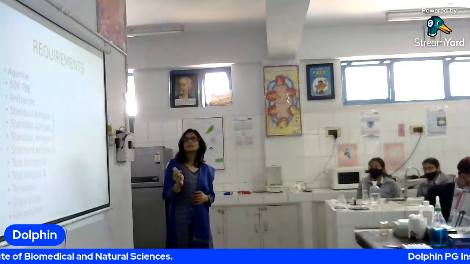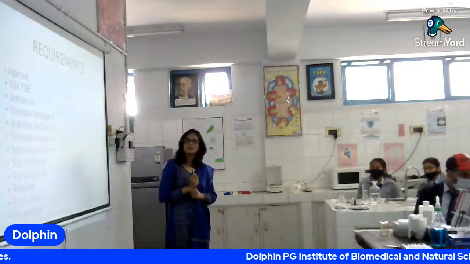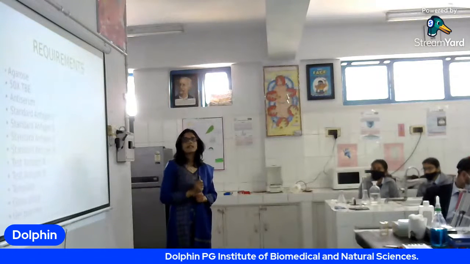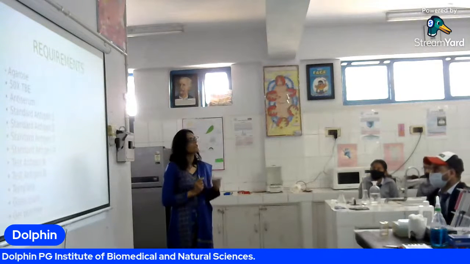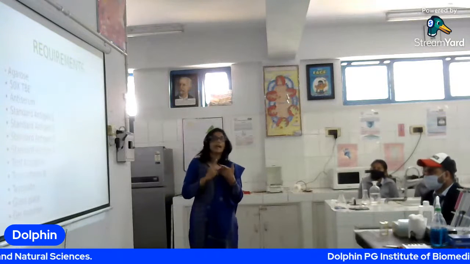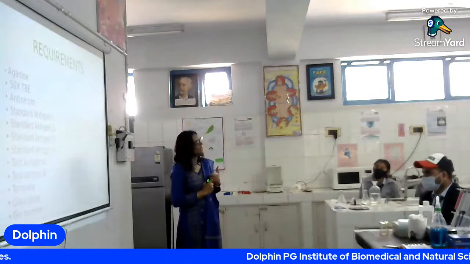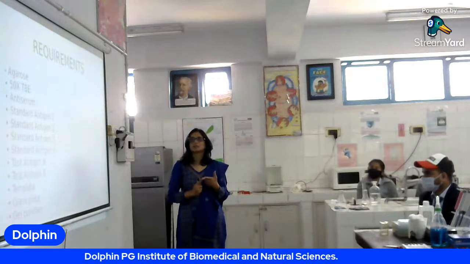So first one is the agarose. We have to prepare an agarose gel. Then we require a buffer, that TBE buffer. TBE stands for triborate. Very good. Then antiserum. Antiserum means the antibody. Then the standard antigens should be there.